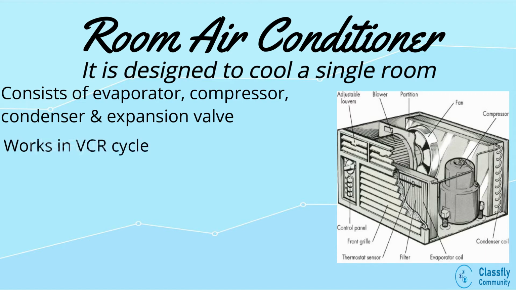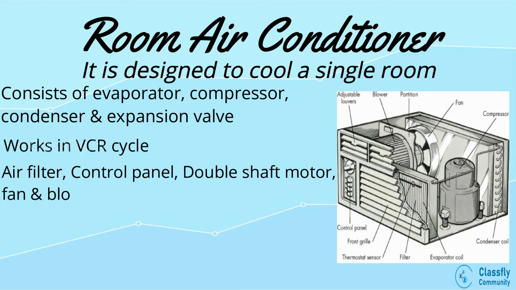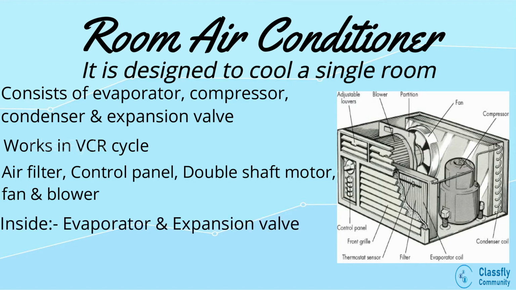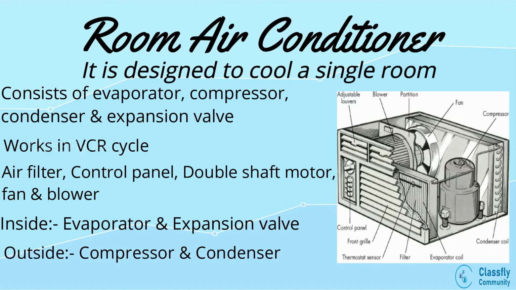The components of the system include an air filter, a control panel, a double shaft motor and a blower. The evaporator and expansion valve are located inside the room while the compressor and condenser are located outside the room. These parts are separated by an insulated partition wall within the air conditioner casing.